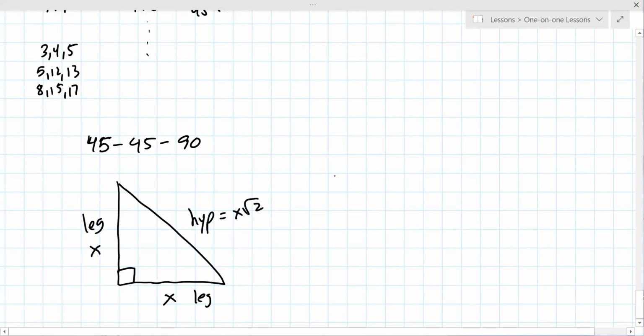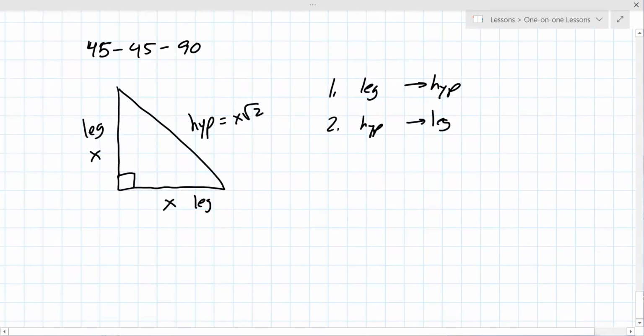So there's two types of problems I can give you. I can give you a leg to produce a hypotenuse, or I can give you a hypotenuse to produce a leg. The only math step here is you either multiply by the square root of two, or you divide by the square root of two. Okay, so let's do a couple here.